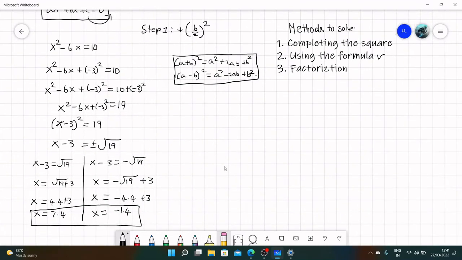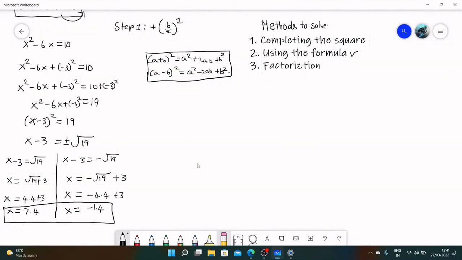Let's look at another question, which is 2x squared plus 16x equals 10. This is again in the form we need, but there is something different over here which we need to fix before going into solving the equation.